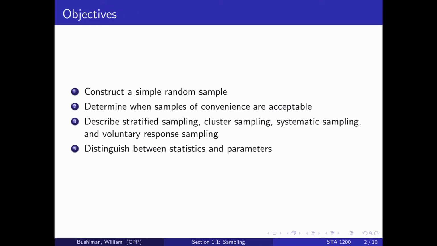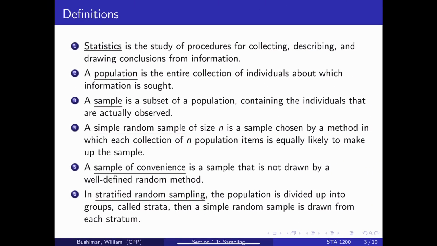So what are the objectives for this section? The objectives are for you to be able to construct a simple random sample, determine when samples of convenience are acceptable, describe stratified sampling, cluster sampling, systematic sampling, and voluntary response sampling, and to be able to distinguish between statistics and parameters. So we need to start off with some definitions so you can speak the language.